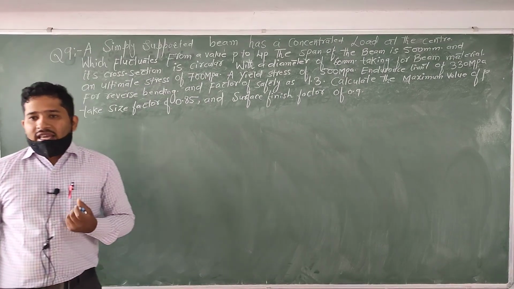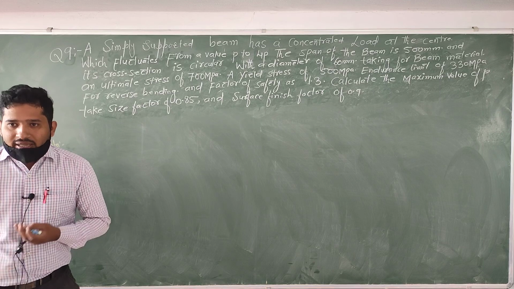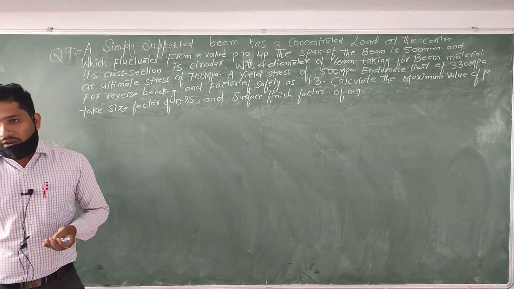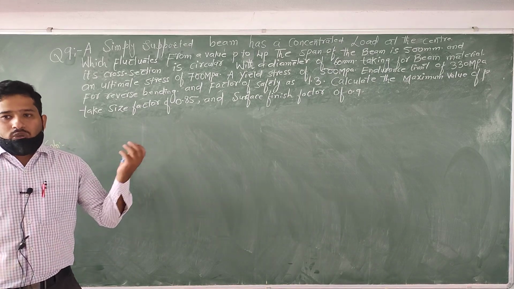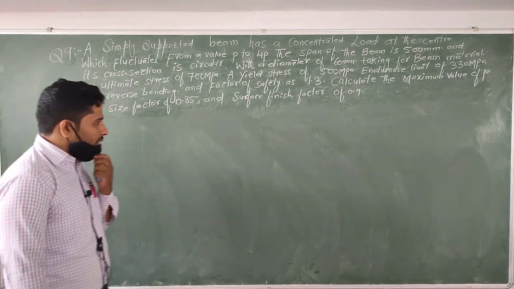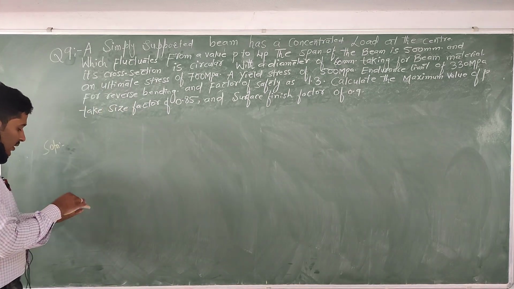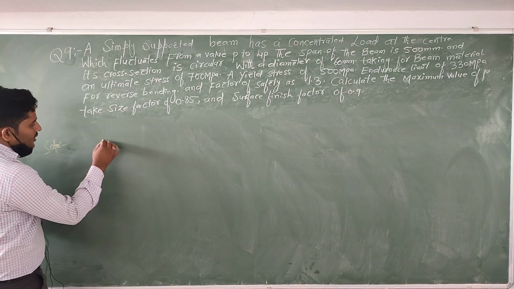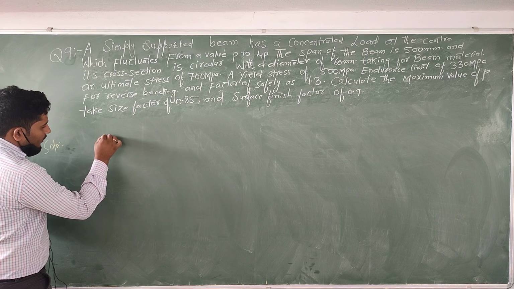So in this case, the surface finishing factor K surface and the size factor K size are already given. If it is given, we have to use the same value in the formula. Is it right? First, I will draw the simply supported beam.